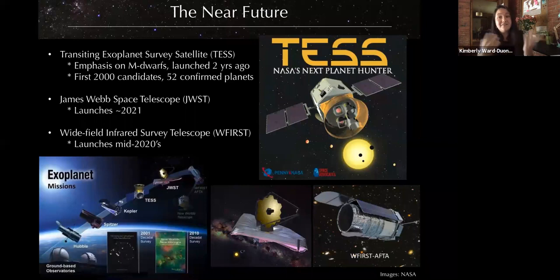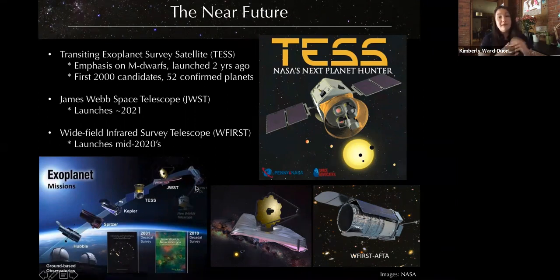So that gives us a lot to look forward to in the near future, using these techniques on more M-dwarf systems. As I mentioned, the TESS satellite launched 2 years ago. It has 2,000 candidates already, 52 confirmed planets. These systems will also be ripe for follow-up with James Webb, which will hopefully, fingers crossed, launch next year, and also for what was called the WFIRST telescope, which has recently been renamed the Nancy Grace Roman telescope, which will launch in the mid-2020s.